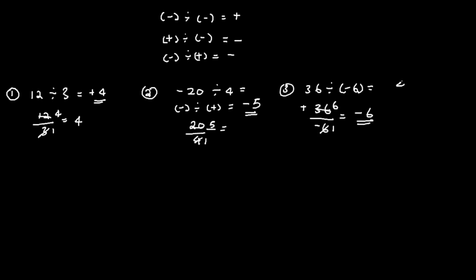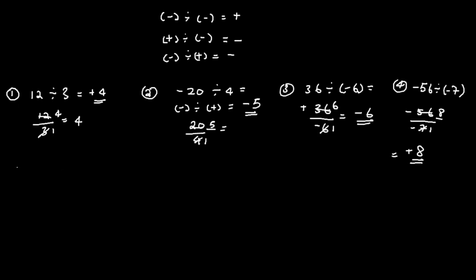Now try this other one. You can always pause the video and try by yourself. Negative 56 divided by negative 7. So let's write it like this in the vertical method. So negative divided by a negative, your final answer will be a positive. Let's divide by 7. 7 goes into 56 8 times. 8 divided by 1 will give you 8. So your final answer is 8.